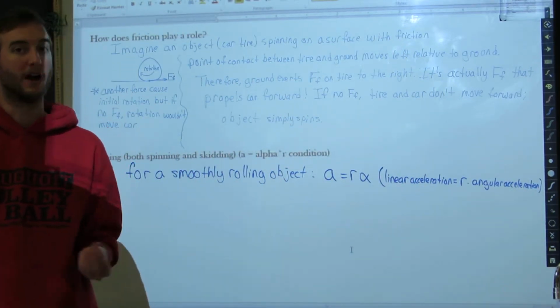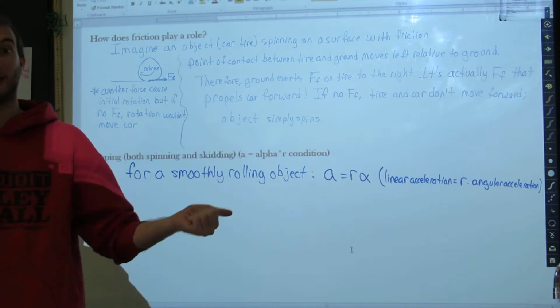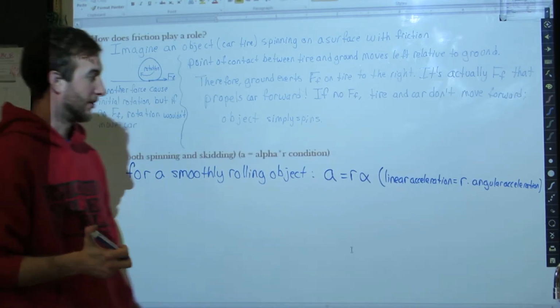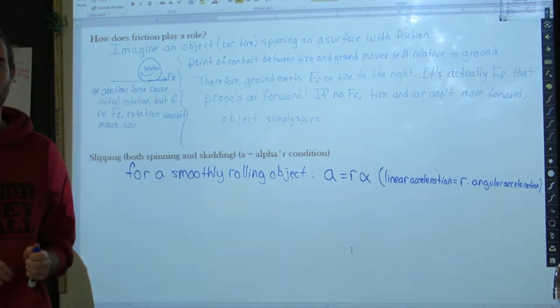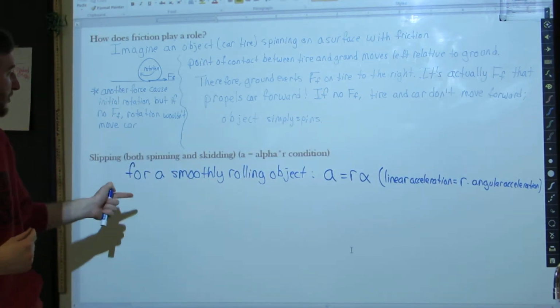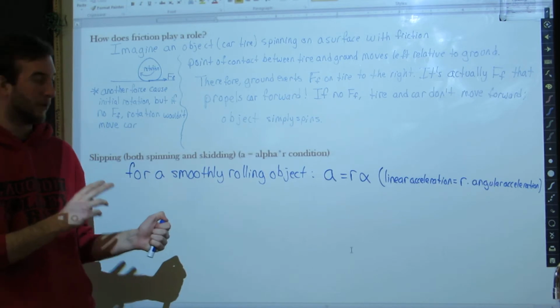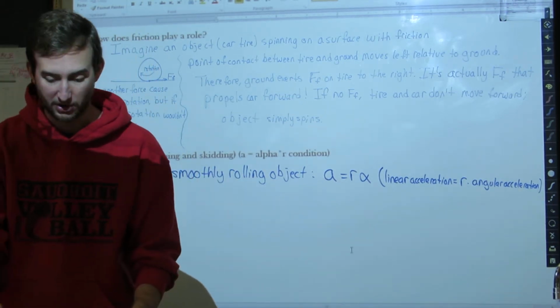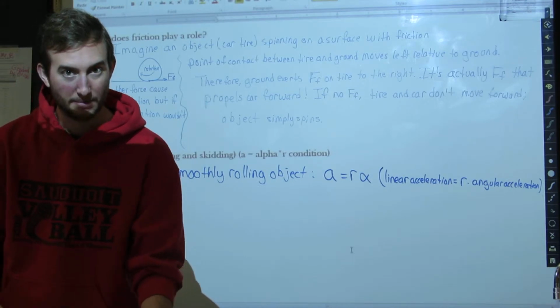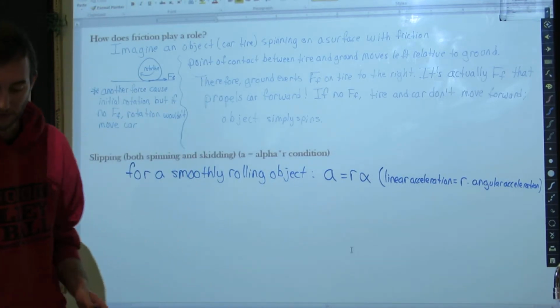Now, earlier I just gave you this as fact, this is the way it is: the linear acceleration equals r times the angular acceleration. It turns out that is only the case if an object is smoothly rolling, much like this softball. It's rolling smoothly, it's not slipping, it's not skidding along the surface.